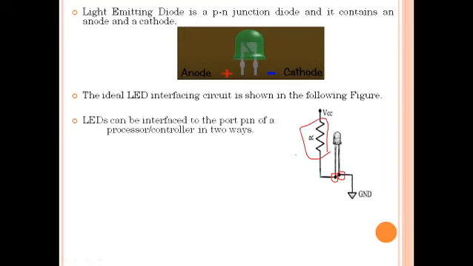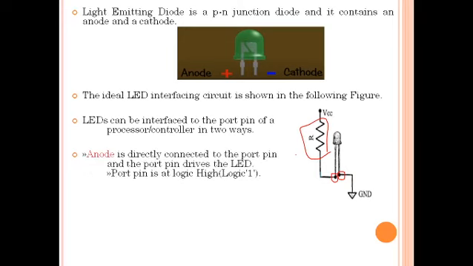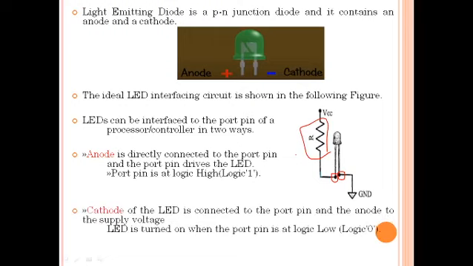Now, LEDs can be interfaced to the port pin of a processor or a controller in two ways. The first way is that the anode is directly connected to the port pin of the processor or controller, and the port pin drives the LED here. The port pin is at logic 1, that is logic high. And the second way is that the cathode of the LED is connected to the port pin and the anode to the supply voltage. So the LED is turned on when the port pin is at logic 0 or logic low here.